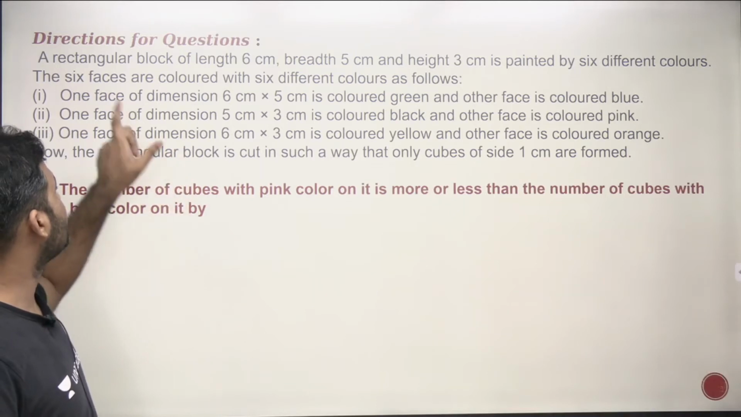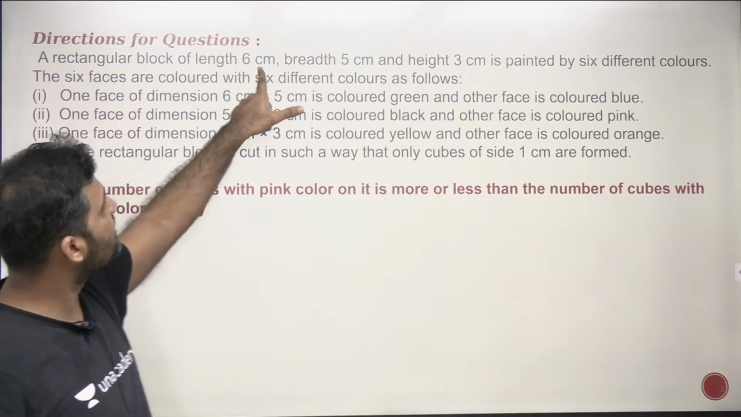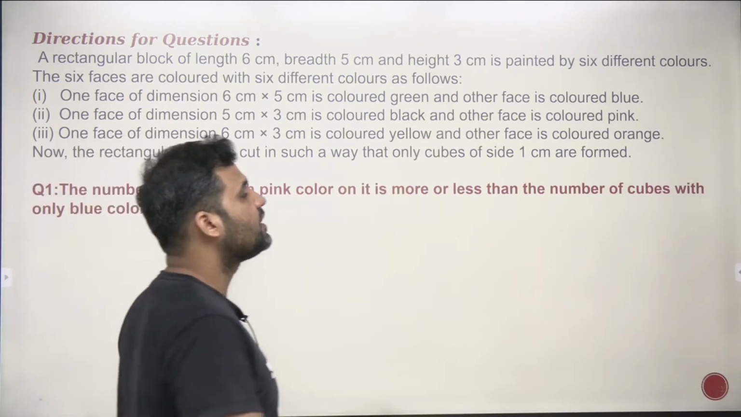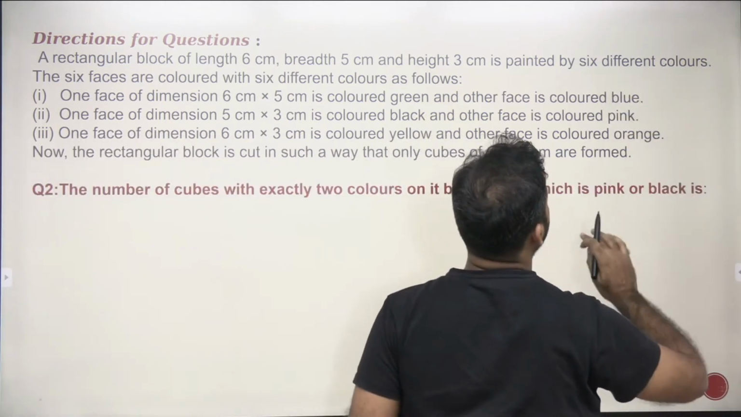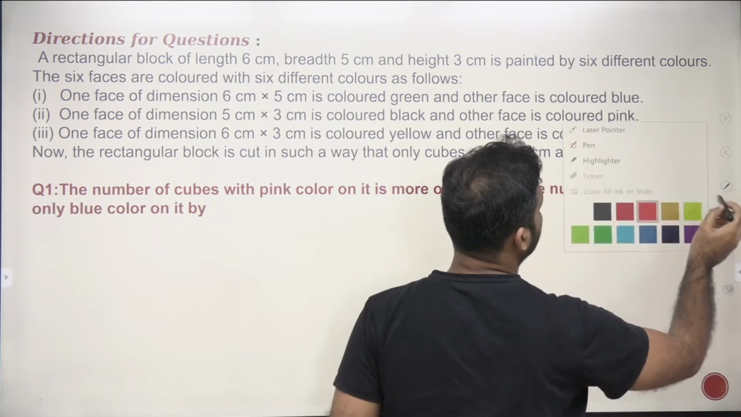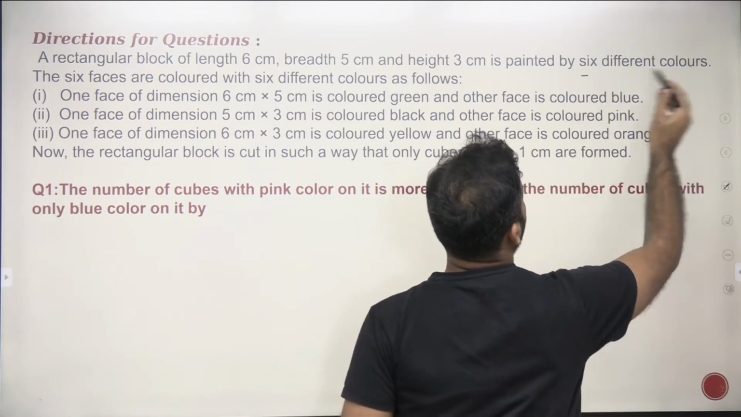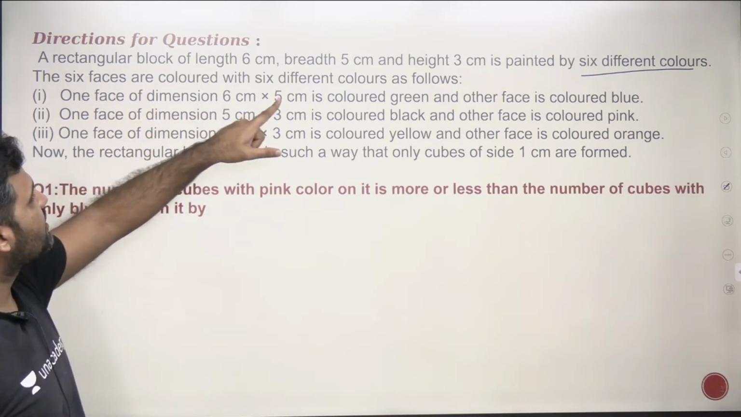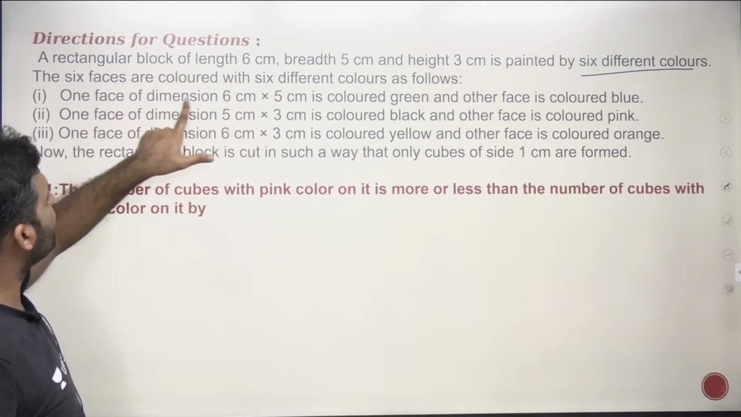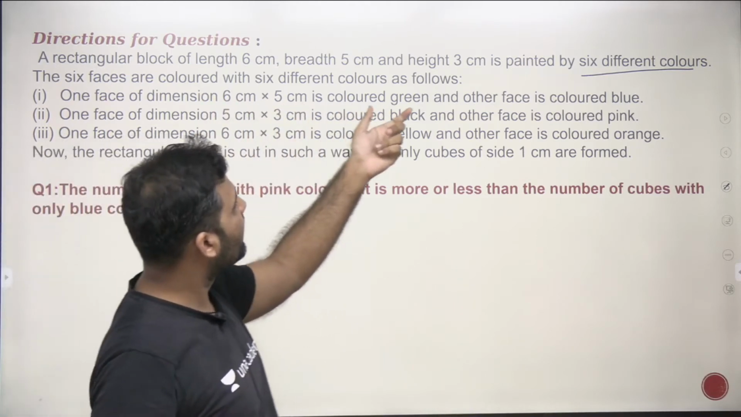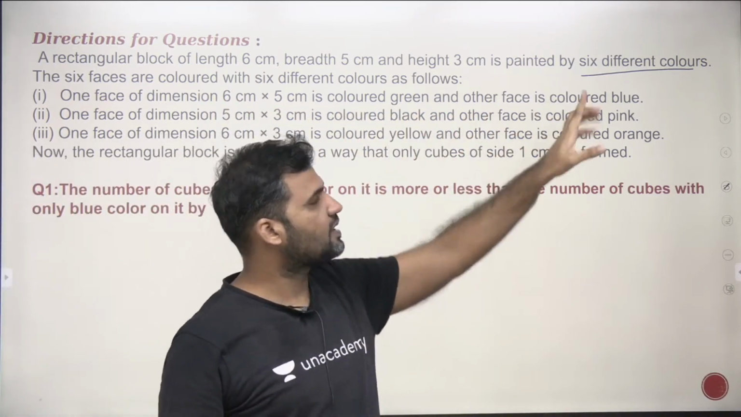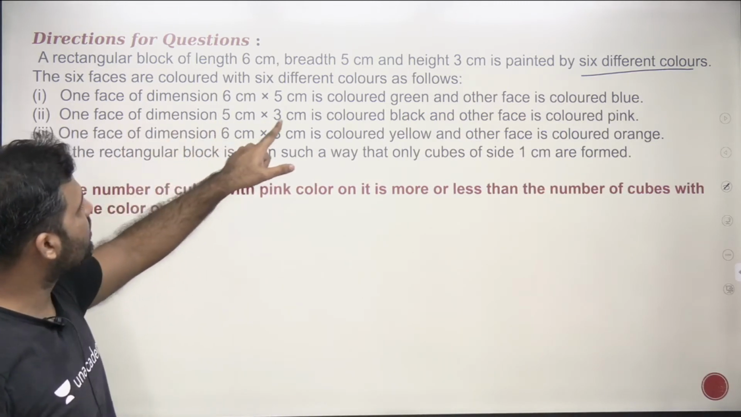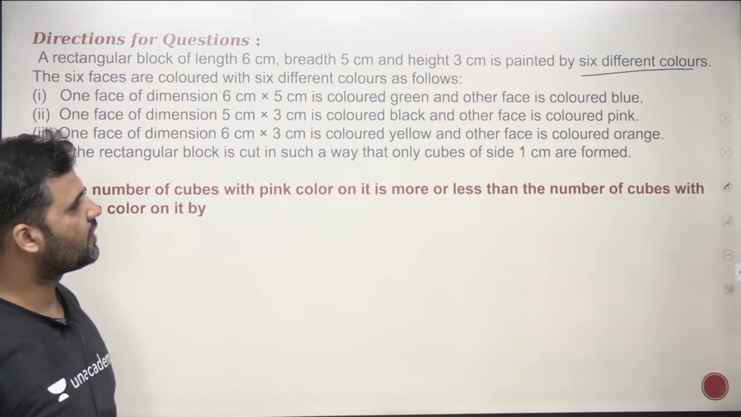This particular set says a rectangular block of length 6 cm, width 5 cm, height 3 cm is painted by 6 different colors. That means on every face a different color has been used. The 6 faces are colored as follows. One face of the dimension 6 into 5 is colored green and the other face is colored blue. One face of 5 into 3 cm is colored black and the other face is colored pink.